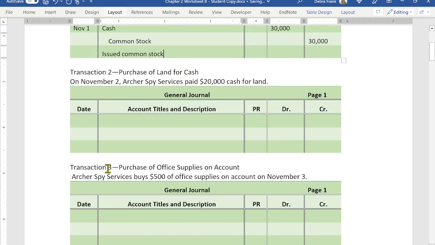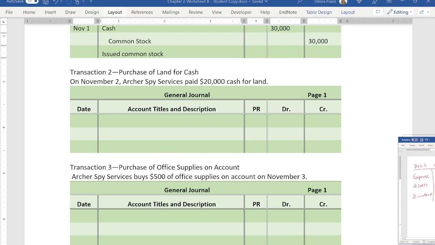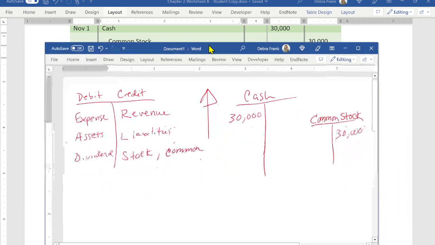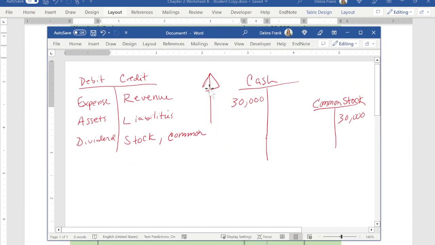In this transaction, they used that 30,000 cash, right? They used 20,000 of cash to pay for land. All right, so we got land. The business got land that's worth 20,000, and they used 20,000 in cash. So let's go ahead and look at our T accounts again. Let's make another T account. So we used 20,000 in cash, so we can decrease our cash account.